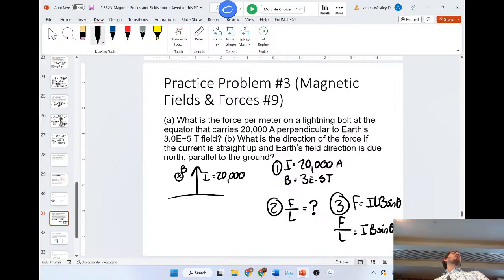And it looked like we didn't have enough information, but we definitely do. We know I, we know B. And the angle between these, it conveniently tells us that it is perpendicular to that, which we could also tell from our picture. So we know that theta is 90 degrees. Sine of theta will be 1. That will go away. We'll see that when we plug in our numbers.